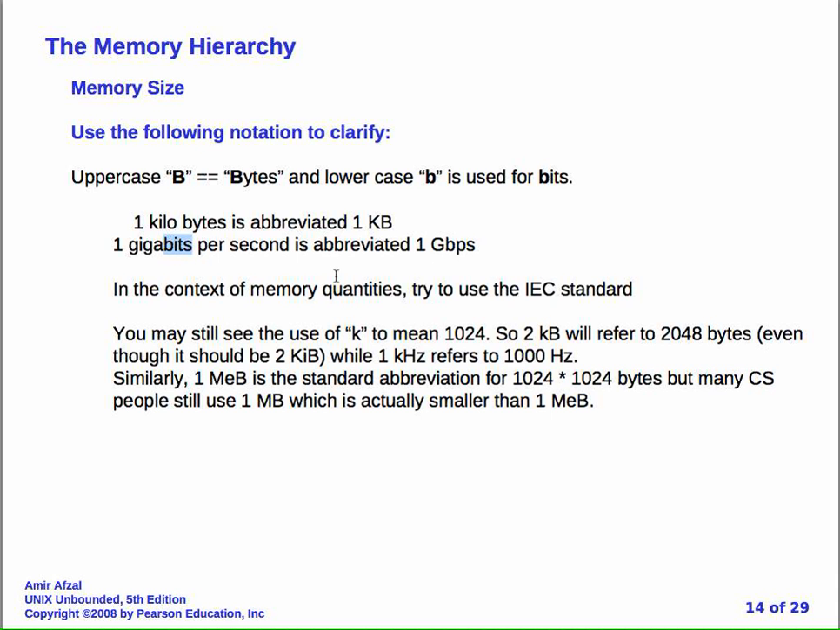Okay, so try to use the IEC standard. There are links to this in this document. Take a look. You may still see the use of lowercase k to mean 1024. What can you do about that? Not much. People are not supposed to use it, but they do, and so everyone does it, so it's no big deal. I think most people know what it means. So 2 lowercase k uppercase B refers to 2,048 bytes, even though officially what you should use is 2 KiB.